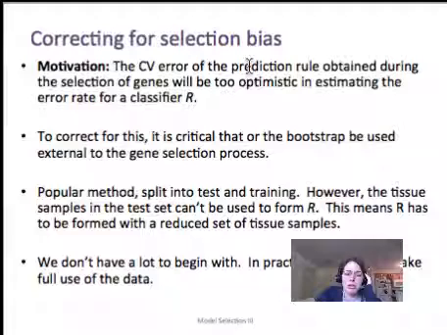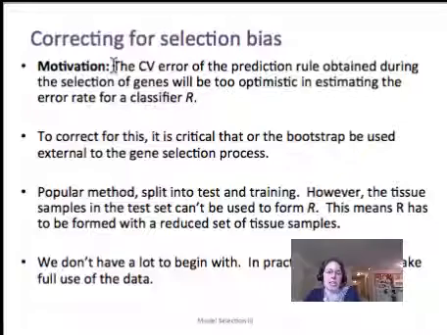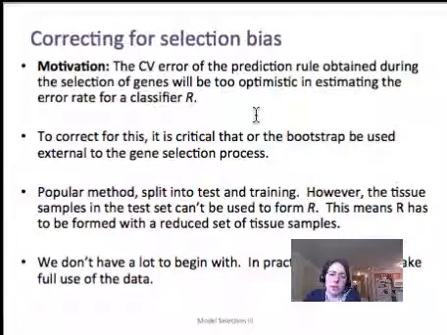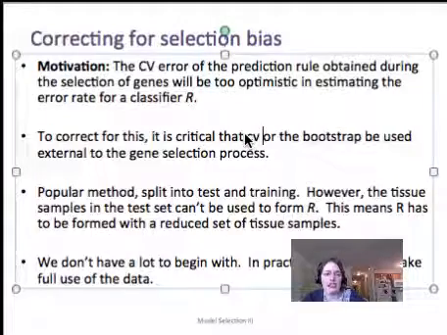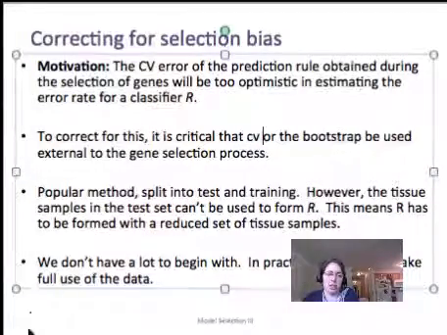So how do we go ahead and correct for selection bias? The motivation is that the CV error of the prediction rule obtained during the selection of genes will be too optimistic in estimating the error rate for a classifier R. To correct for this, it's critical that CV or the bootstrap be used external to the gene selection process.